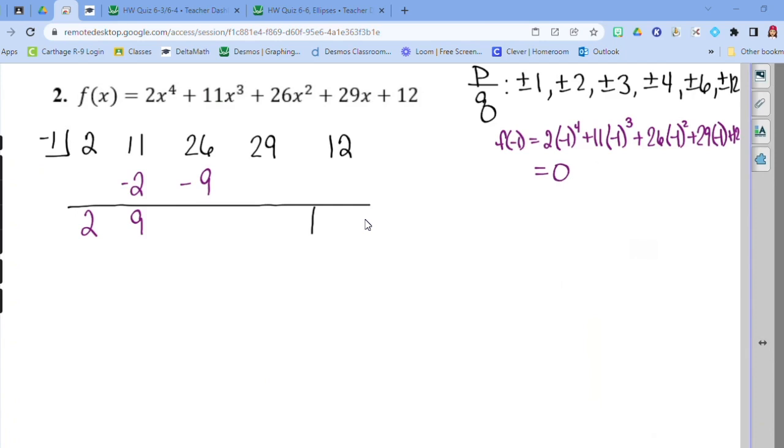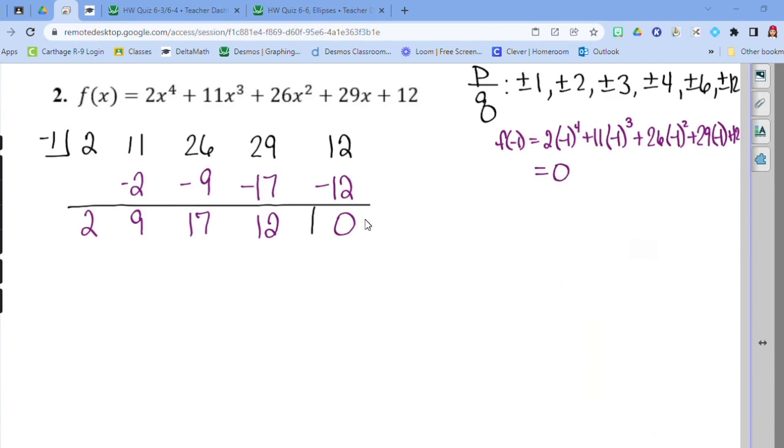26 plus negative 9 is 17. And we have negative 17. 29 plus negative 17 is 12. 12 times negative 1, negative 12, and 0.